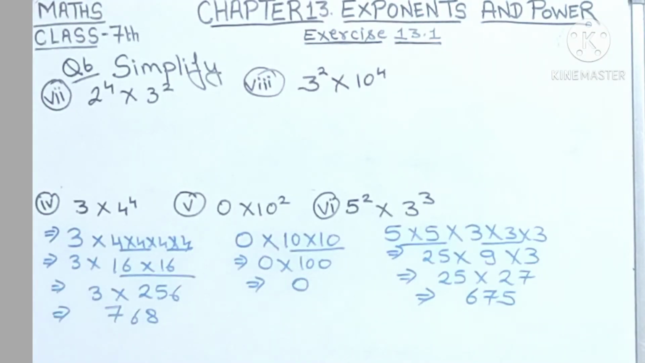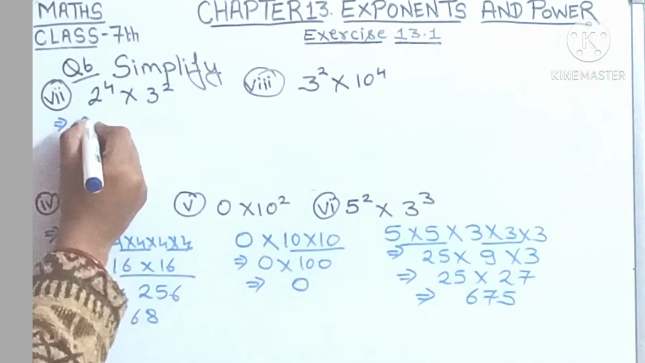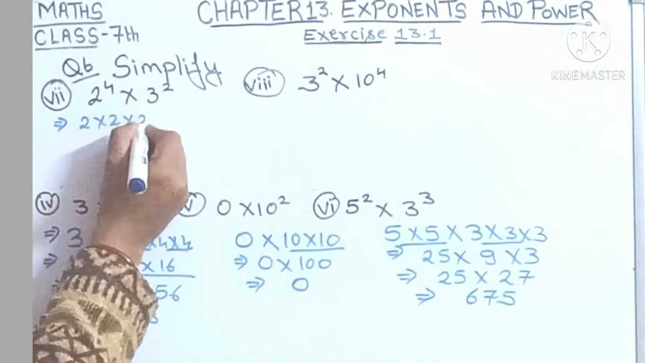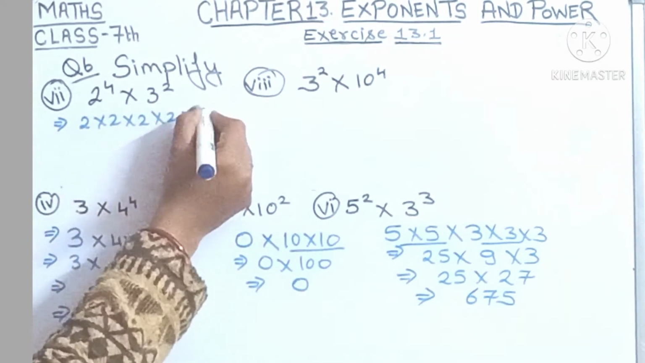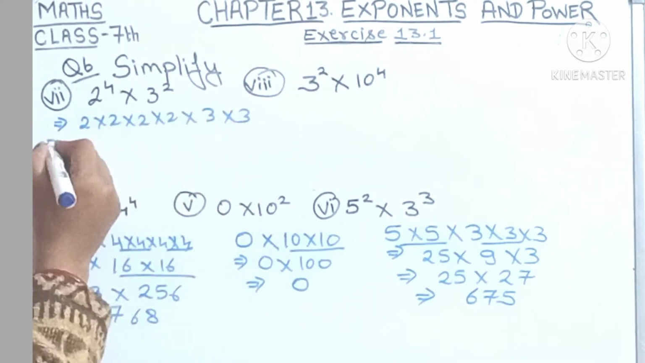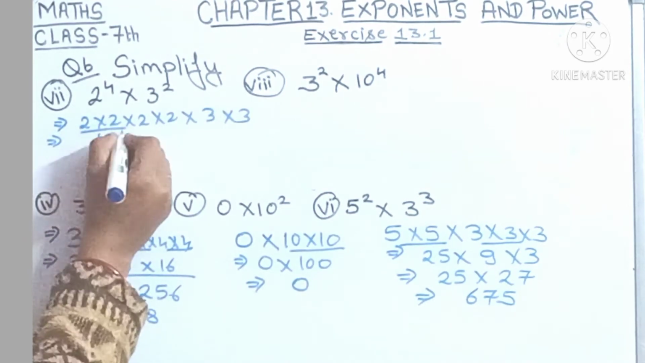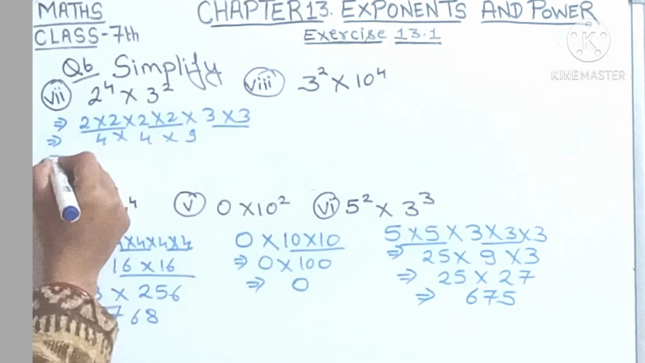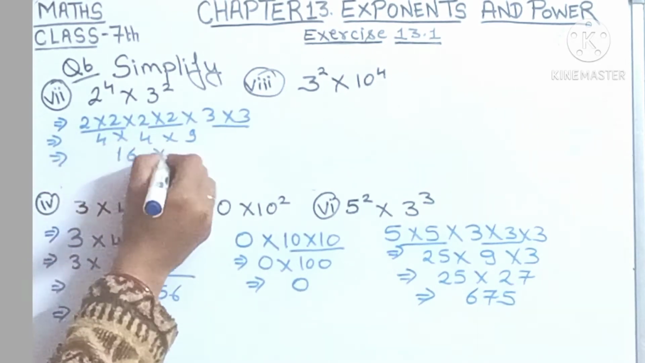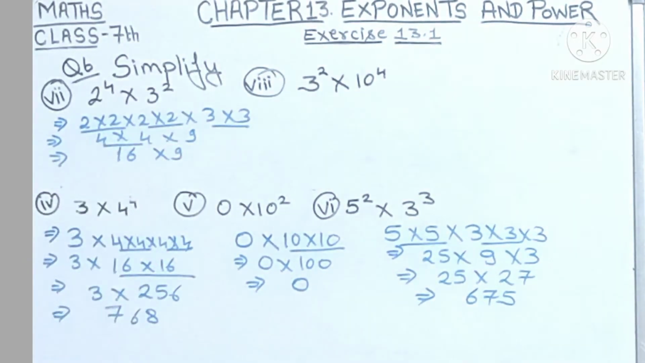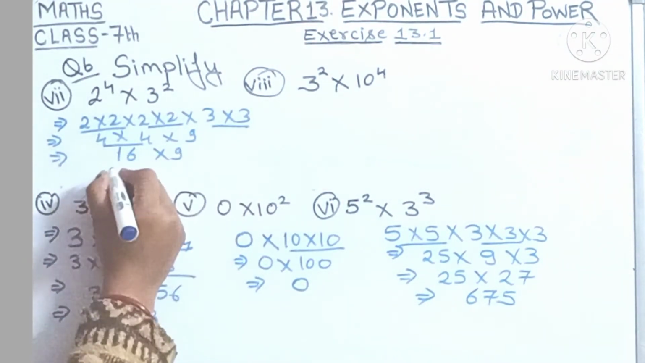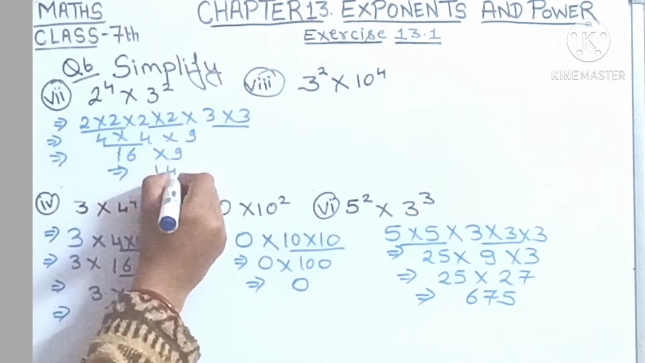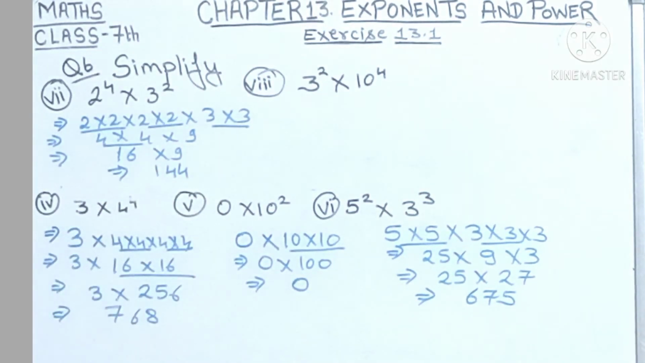Now the seventh one is 2 raised to the power 4 and 3 raised to the power 2. We have to write 2 four times, 1, 2, 3, 4, and 3 two times, 3 into 3. Multiply the terms. 2 twos are 4, 2 twos are 4 and 3 threes are 9. Now 4 fours are 16 and 16 into 9 will be 144. So the answer for the seventh one is 144.